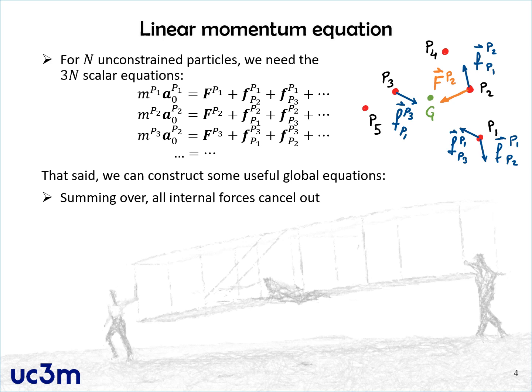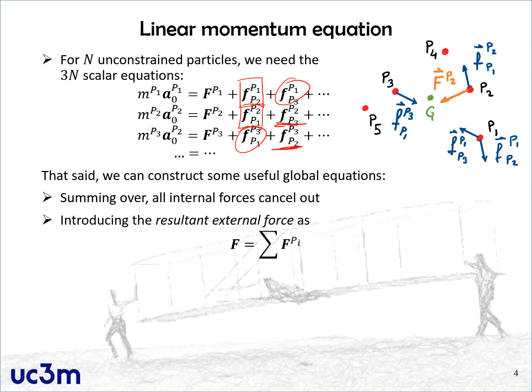So for example, in these 3 equations that I have kept in the slide, you can see that this force and this force are equal and opposite. Okay, so when we add them together, they will cancel out. Same happens with this one and this one, and finally also with this one and this one. And same will happen with all the others in the system. If we introduce the sum of all the external forces as the resultant external force, okay, and we just call it F, capital F, then we will be able to write the right-hand side of the sum of all these equations in a very compact way.